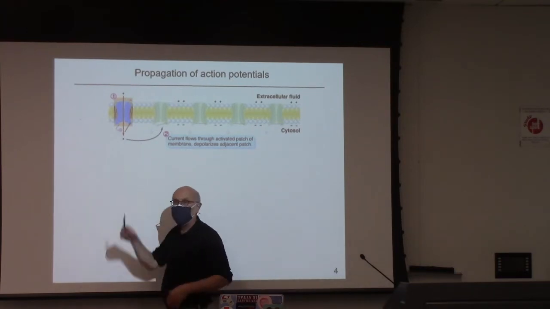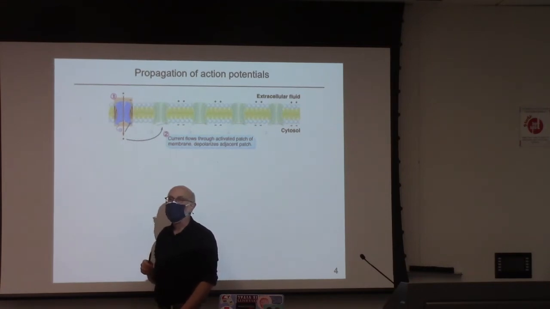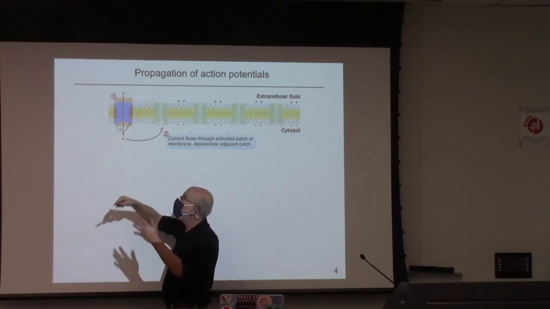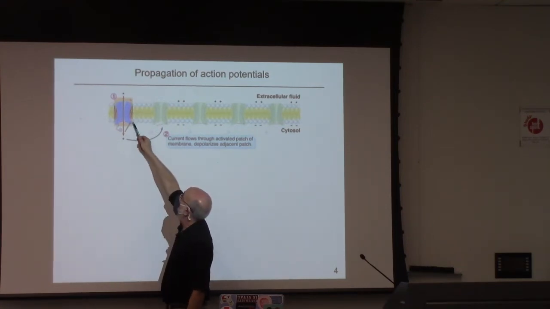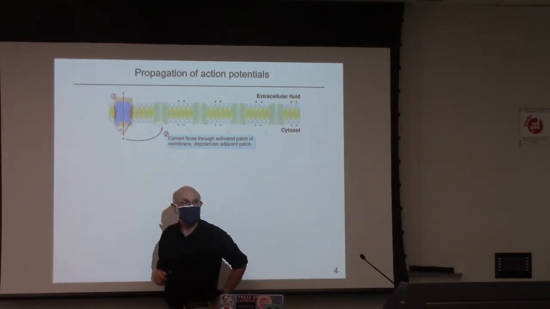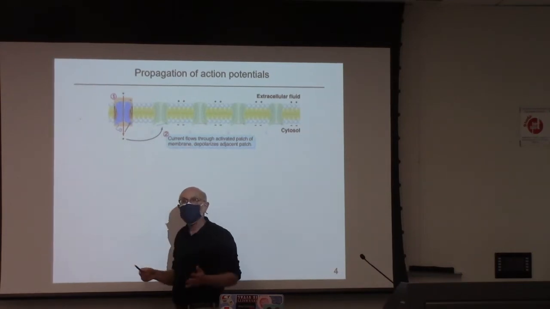So the depolarization that happened upstream, either because of an EPSP or because action potentials happened over there. Anyway, some depolarization happened and opened voltage-gated sodium channels in this section of the axon. Sodium flows in, that causes further depolarization.